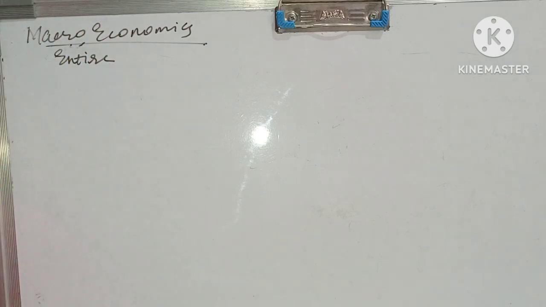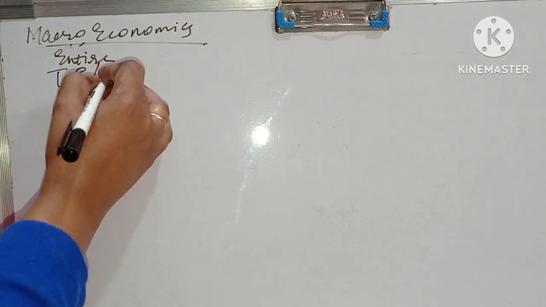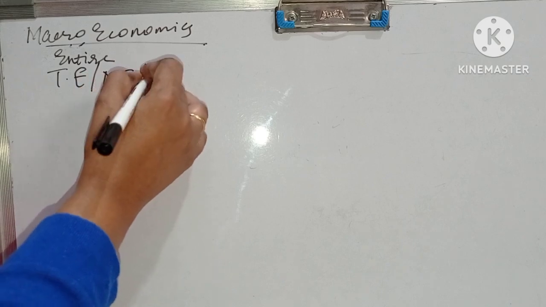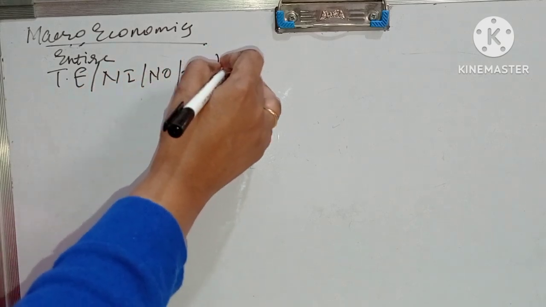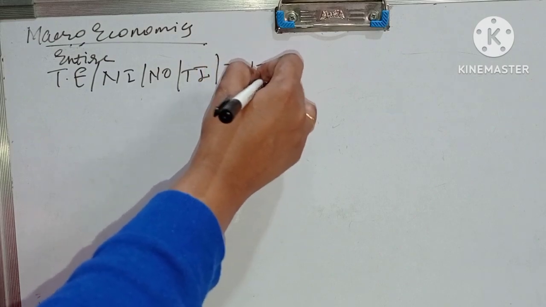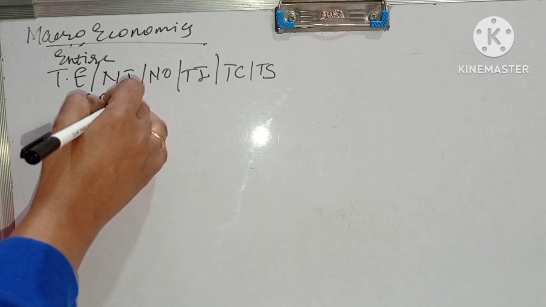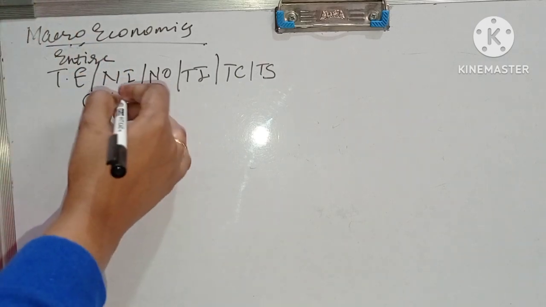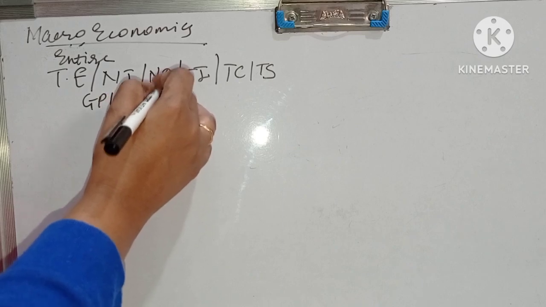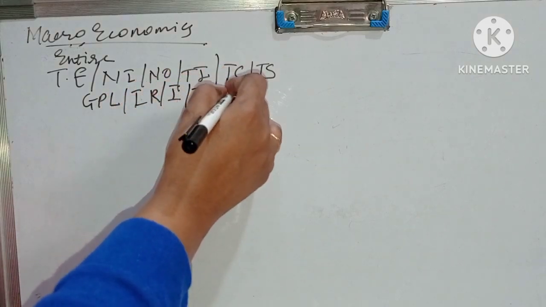entire economy. It deals with total employment, national income, national output, total investments, then total consumption, total savings, general price level. You are going to learn everything in detail, that is the whole of the economy, the interest rates, the inflation, the trade cycles, the business fluctuations.